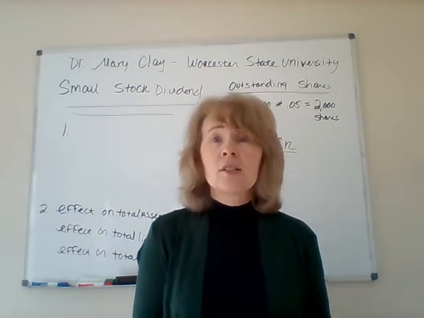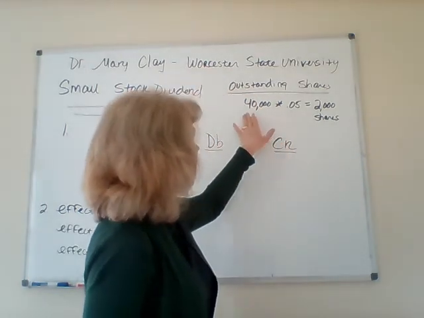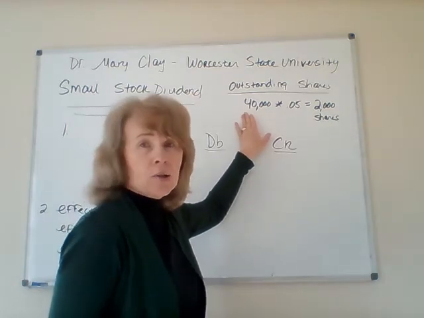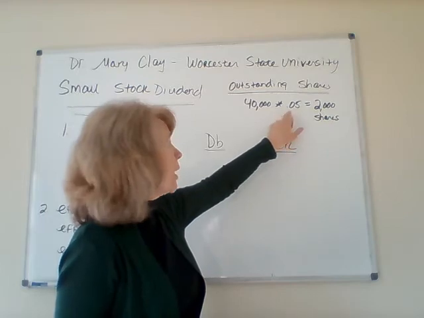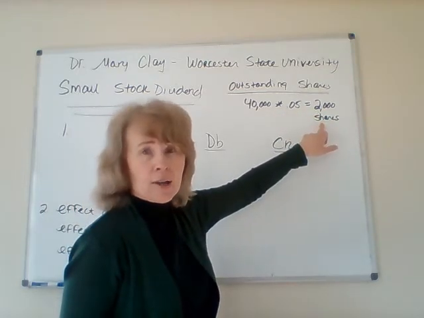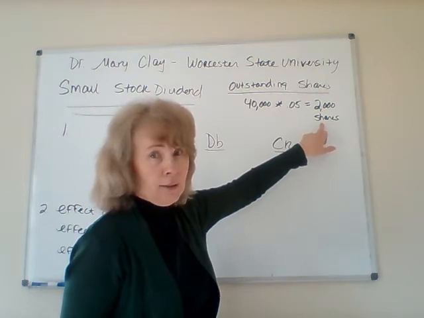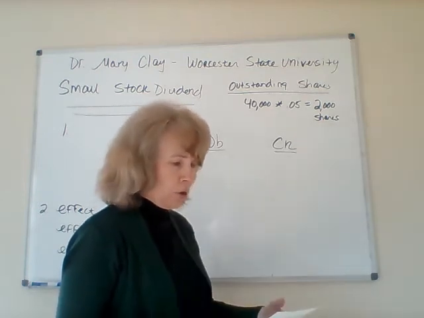Okay, so let's compute the small stock dividend first. We go over here, it's 40,000 shares outstanding. You're going to multiply that by 5%. I like decimals, so 0.05 equals 2,000 shares. That's not a dollar figure, right? Now we have to figure out the amount of dollars to make the journal entry.